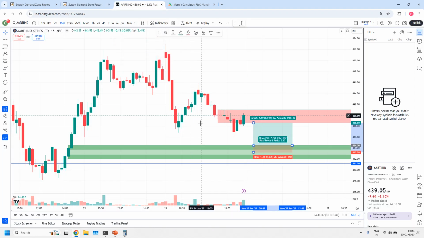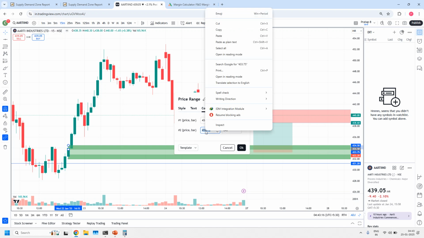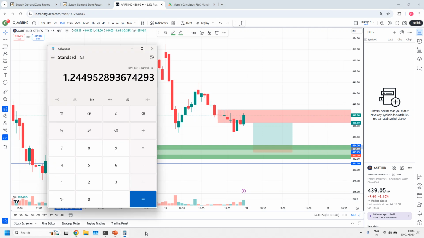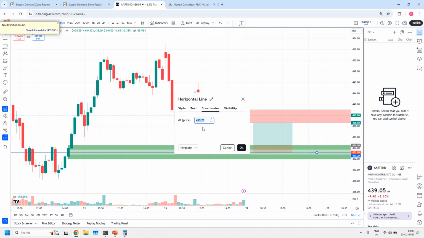Okay, if it is 50 paisa, what do you have to do? The low of this, what is the low? 433.75. 433.75 is your distal line minus stop buffer value 0.5, 50 paisa. So 433.25 should be your stop loss. 433.25, sorry.